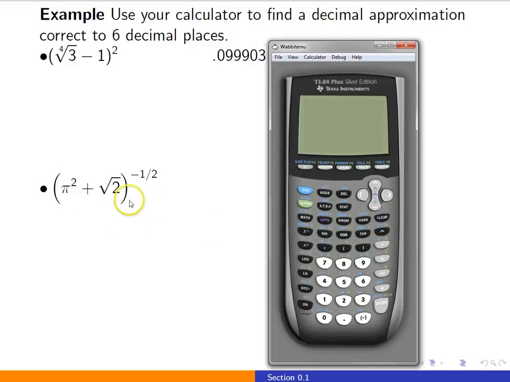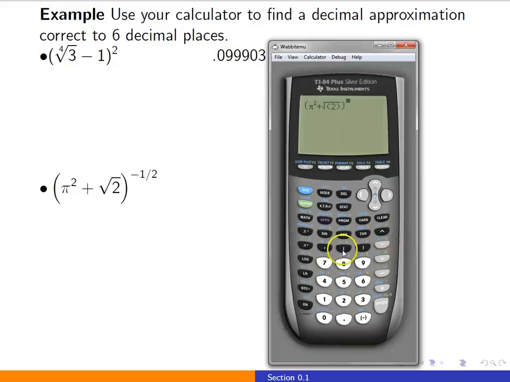Alright, for the next example, very similar. We start with our left bracket, pi squared. To get pi, you have to look closely, but it's above the caret key in blue. So second caret gets us the pi squared plus the square root, which is in blue above the square key, so second square root, and we have the square root of 2, and whatever I put in the square root I usually put in parentheses, right parenthesis, and then we need to raise this to the minus 1/2 power.